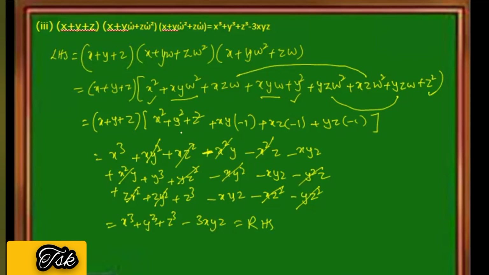Directly, (x plus y plus z) into (x square plus y square plus z square minus xy minus yz minus zx) is x cubed plus y cubed plus z cubed minus 3xyz. You can write it directly also, but it is better to represent these steps.